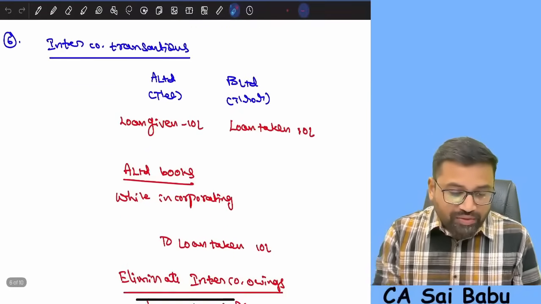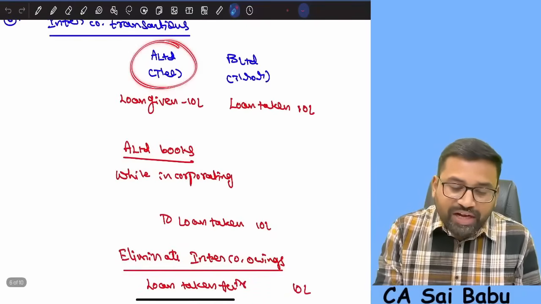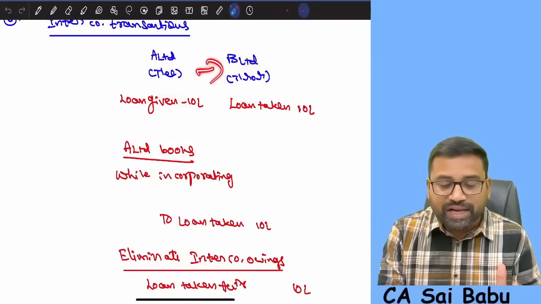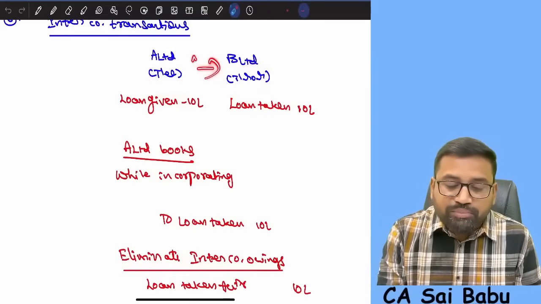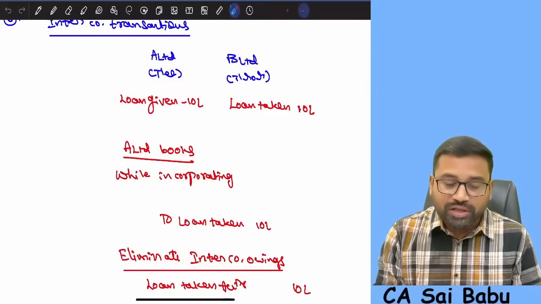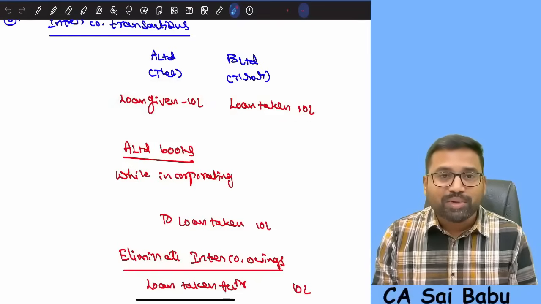Okay. And one more thing is intercompany transactions. Sir, between A Limited and B Limited, suppose, for example, transferee and transferor, before amalgamation, there might be some transactions that happened. And there must be some mutual debts or owings. For example, A Limited has given a loan to B Limited. So A Limited books loan given, asset. B Limited books loan taken, liability.